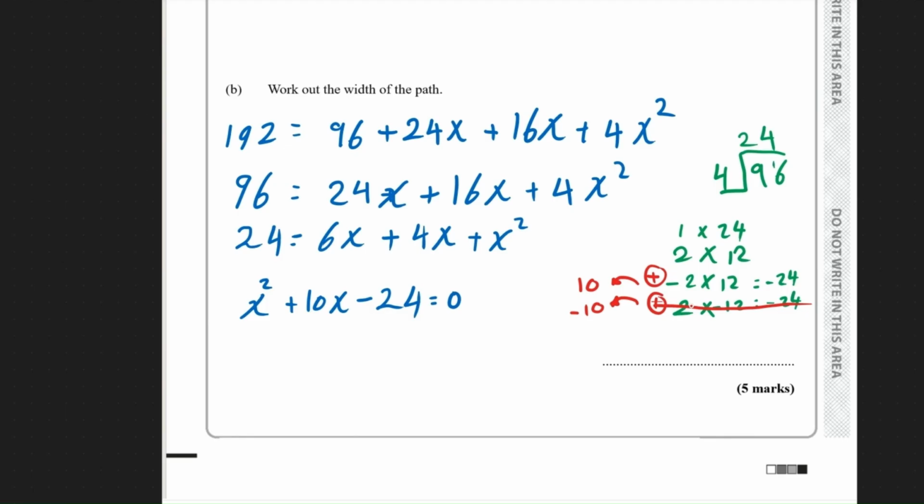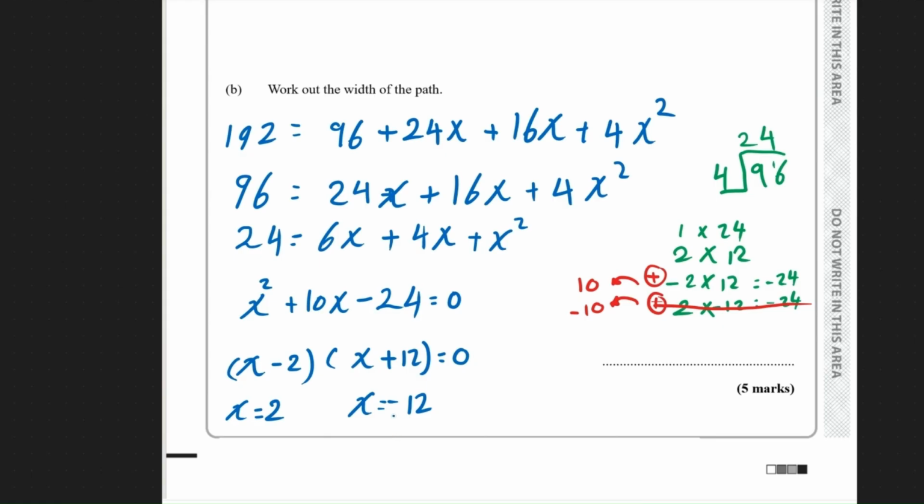So I take minus 2 and the 12, which added together become plus 10. So it would be x minus 2, this is the first number, and x plus 12, this is the second number, equals 0. That means if we solve it, x minus 2 equals 0, bring minus 2 over to the other side as plus, so x equals 2. And for x plus 12, if we bring 12 to the other side, it becomes minus 12. So x equals minus 12.